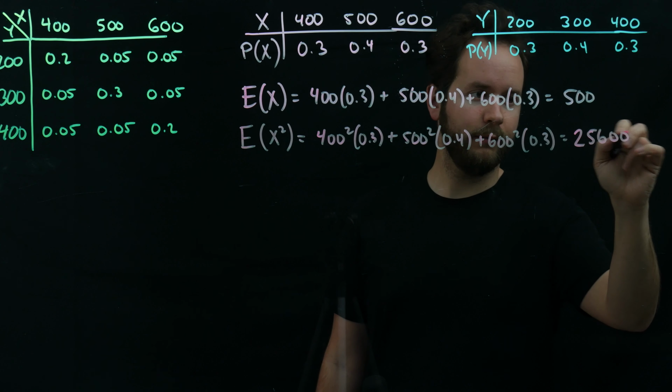Then in order to get variance, variance is obtained by taking E of x squared, which was 256,000, and subtracting 500 squared. So 256,000 minus that number squared gives me 6,000. So my variance of x is equal to 6,000.